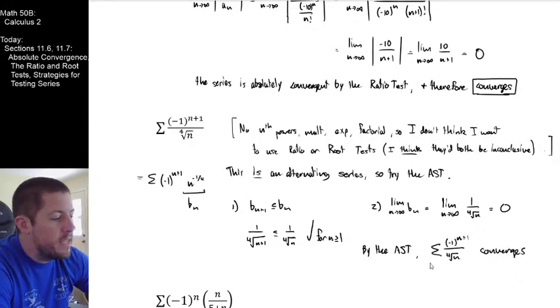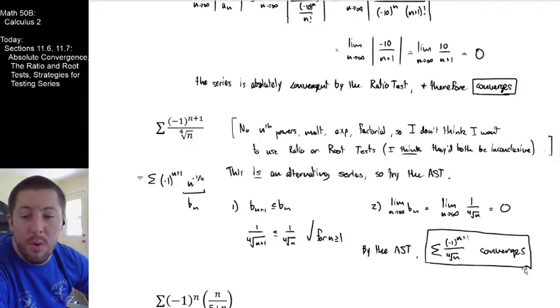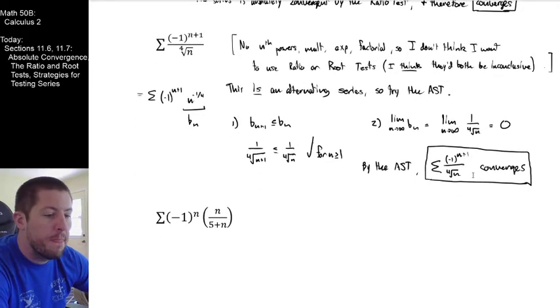And remember, the AST did not give us any absolute value or any absolute convergence stuff. It just gave us regular old convergence, but that's sort of what we've been hunting for this whole time anyway.